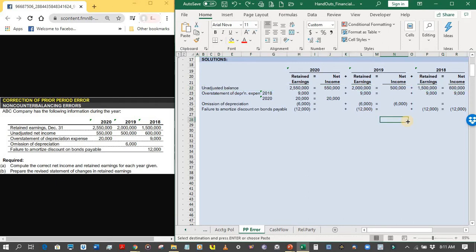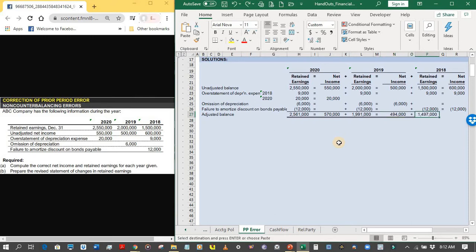So after these adjustments in our spreadsheet, let us now determine the adjusted balances of the retained earnings and net income for each year. So let us start with 2020. The retained earnings adjusted balance at the end of 2020 is 2,561,000 pesos. Then the net income at the end of 2020 has an adjusted balance of 570,000 pesos. And in 2019, the ending retained earnings is 1,991,000 pesos, and the net income in 2019 has an adjusted balance of 494,000 pesos.